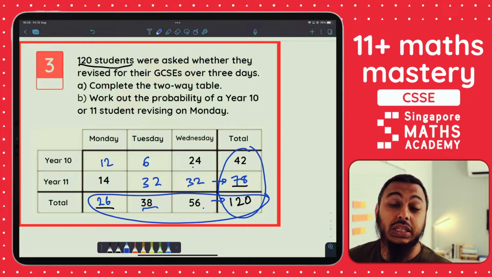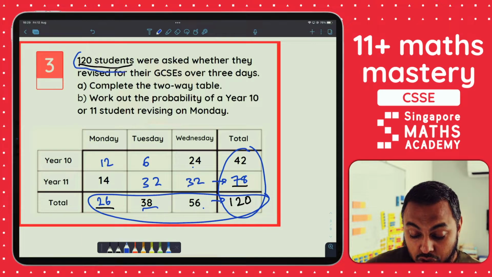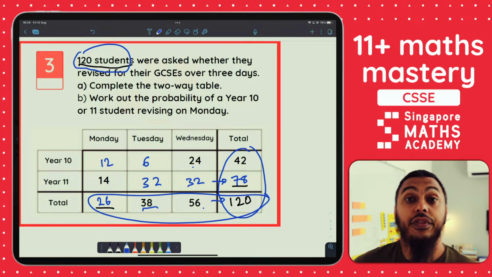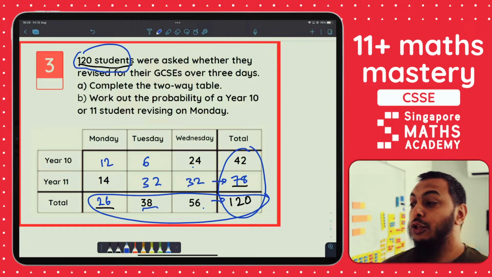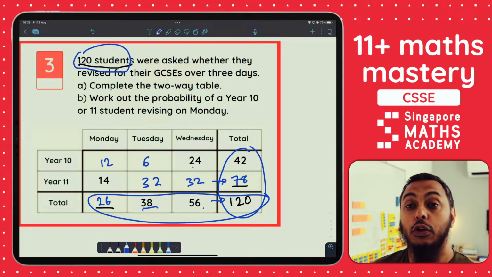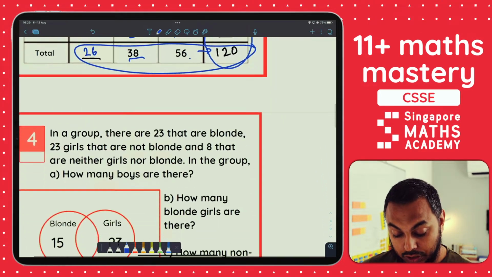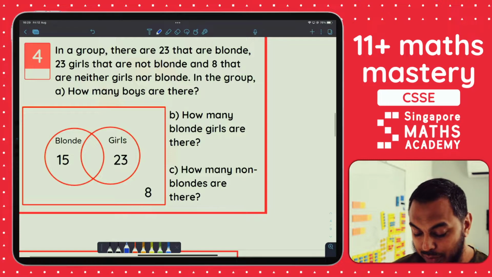The key to this though is that sometimes the question gives you some information in the written part of the question and not the visual part, which is the table. You have to use everything in the question to be able to solve this one, okay? Otherwise you're going to miss out on the 120 and miss out on the question. Question 4 is a bit of a tricky one.